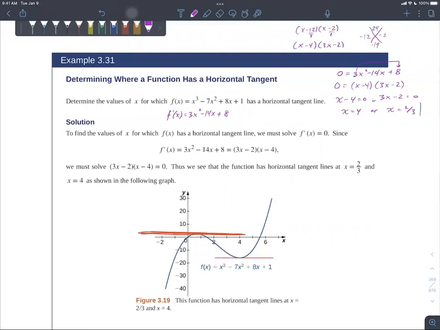So these are the two locations where the derivative function f prime of x is equal to 0, right? For x equals 2/3 or x equals 4. And they actually give us the graph of this function in the textbook, which is nice. And we can see at x equals 4, and then x equals roughly 2/3, 0.66.